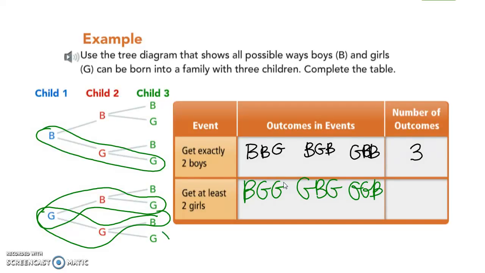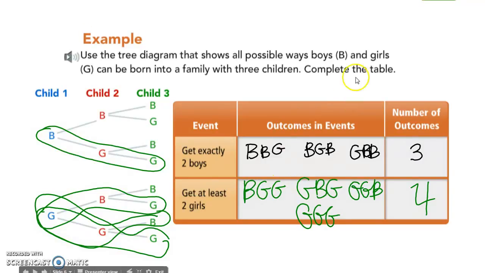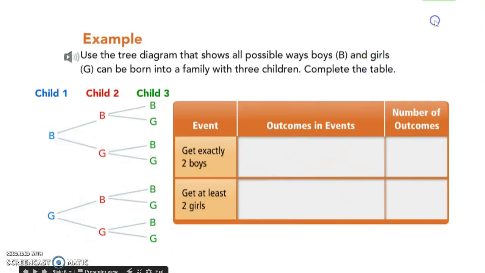And then since it says at least 2, I could have 3 girls. Girl, girl, girl. That's 4. So make sure you have that little table completed in your notes. Call that example 2.